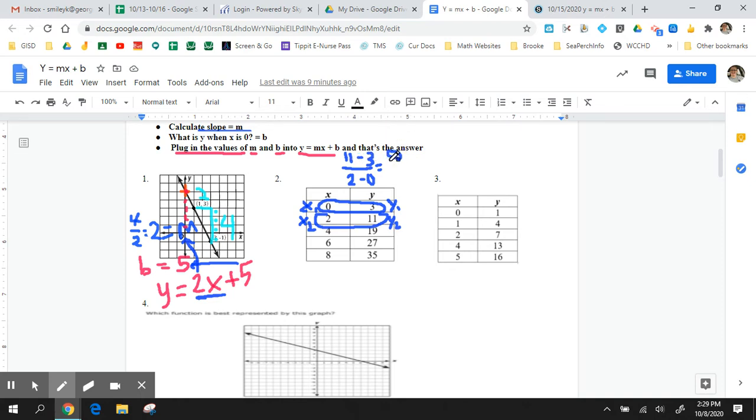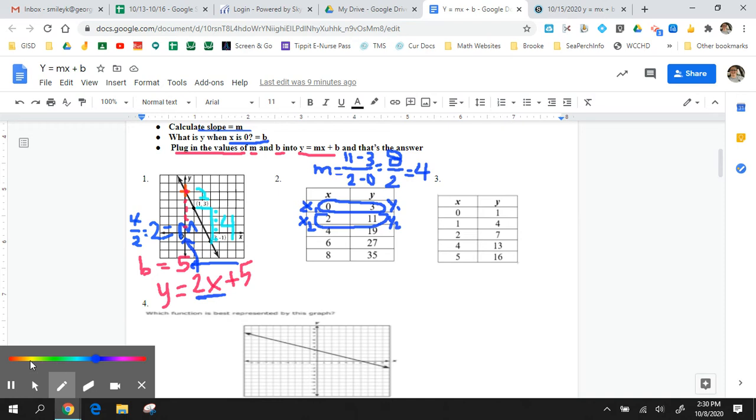This is how you would just do it without a calculator. And then 2 minus 0 is 2, and 8 divided by 2 is 4. So we have our m, our slope. All right, so now, second part. What is y when x is 0? And this is what we call our b.